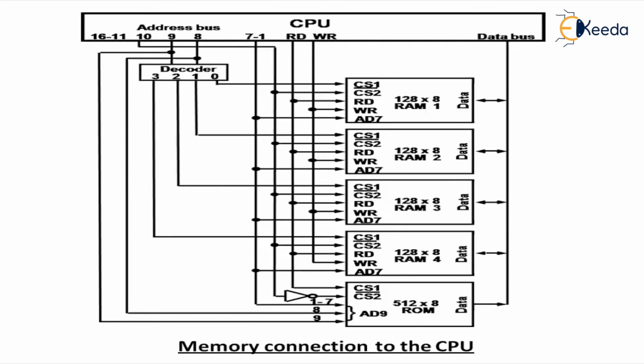Now, the signals CS1, CS2, AD, which stands for address, and RD and WR, read and write, are assigned to the different data buses which are connected to the data. And we have the address bus. All of these operations are controlled with the help of the CPU, which is directly linked with the system bus. Then we have a decoder which is connected with all the RAMs and ROMs, and it is directly connected to the CPU.